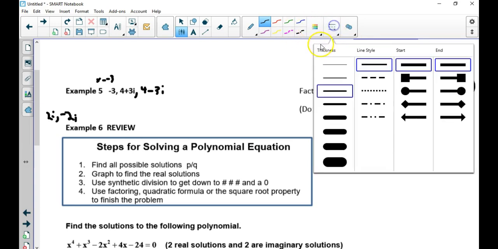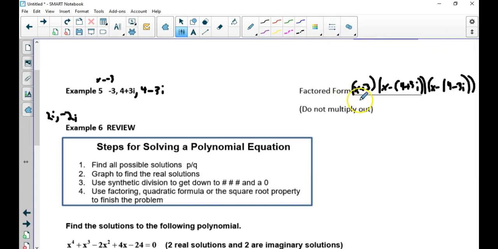Now to finish this off, we're going to just put x plus 3. And we're just going to distribute the negative. Now notice it does say don't multiply out. We're not going to actually do any multiplication except we're distributing the minus sign. So it's going to be actually x minus 4 minus 3i and x minus 4 plus 3i.